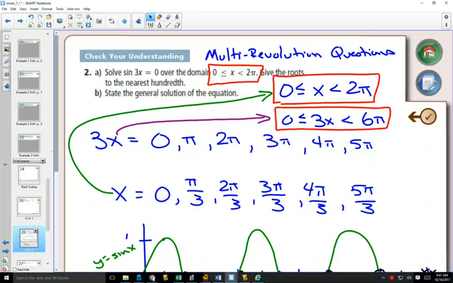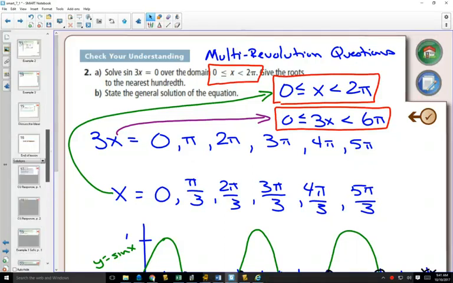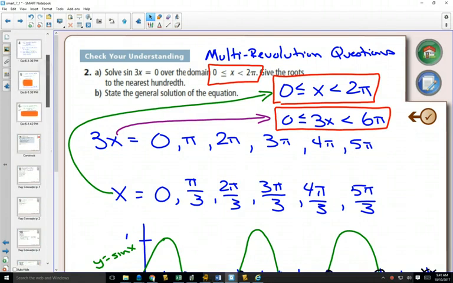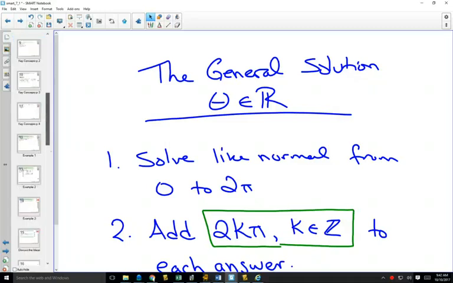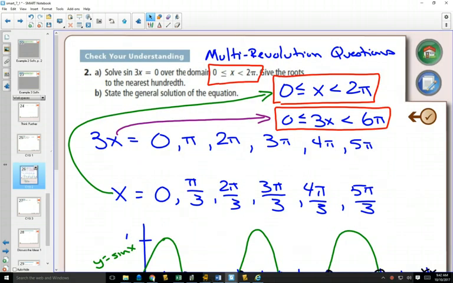Now in part B it says state the general solution to this problem. So we just solved it here between 0 and 2 pi. How do we write the general solution? Well, if we go back to the steps that we originally wrote for the general solution, right? The general solution says solve like normal. Well, our new normal for multi-revolution questions is kind of complicated, but we solved it between 0 and 2 pi. Now all we would need to do is add 2k pi to each of those answers. So it's going to be a long answer.